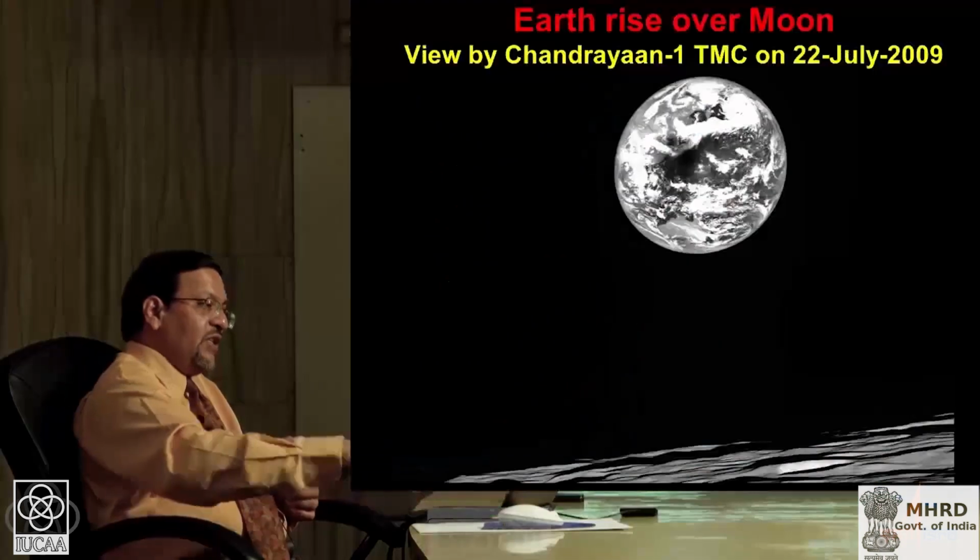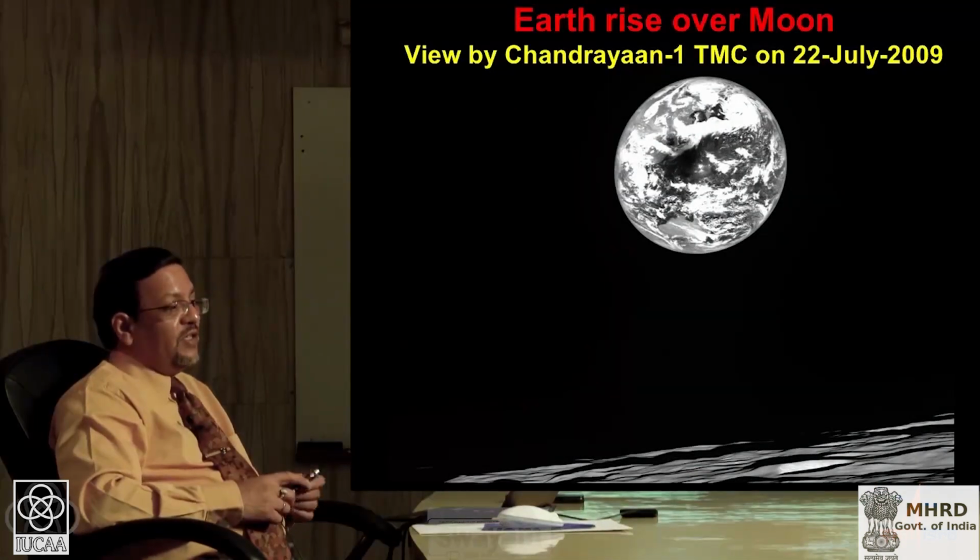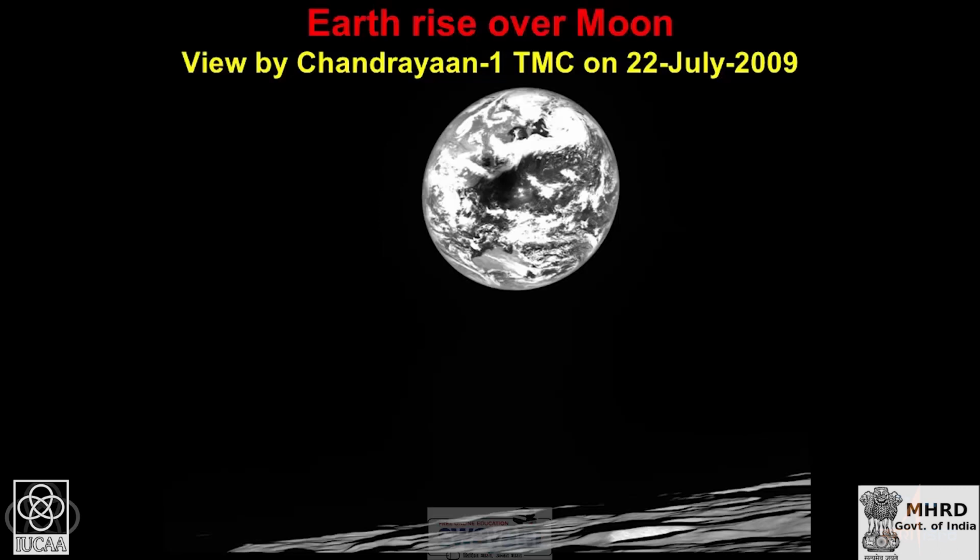And one of the images which has come out from Chandrayaan-1, which I like very much, is this one, where one can see the Earth rise on the surface of the Moon. This image was taken on 22nd of July 2009, when we had the solar eclipse. The idea here was to actually look at the shadow of the Moon falling on the Earth, but unfortunately it was very cloudy, as you can see over here, and that is why we are not able to see very precisely the shadow of the Moon on the Earth. But still one can very clearly see the surface of the Moon and the Earth rise over the Moon surface.